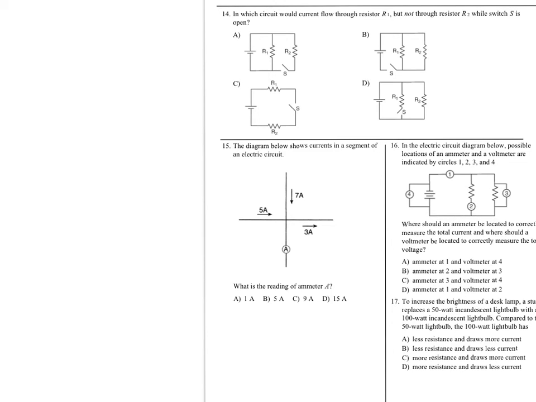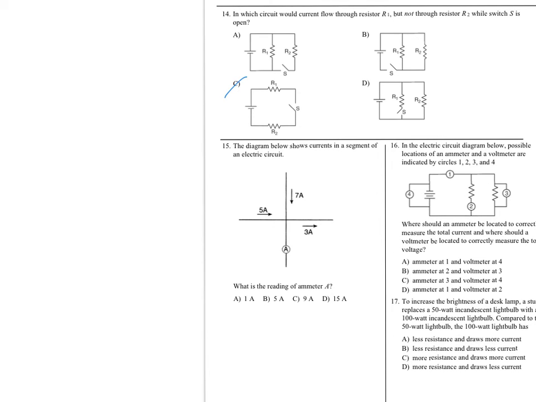Okay, so let's start with 14. In which circuit would current flow through resistor 1 but not through resistor 2 while switch S is open? So open meaning it's depicted exactly in the images, it's not connecting. All right, so if we look at each of our images, that means we want current flowing through R1 but not through R2. We could already cross off C because if you disconnect the switch, current will not flow through the entire thing. That means we want it in parallel.